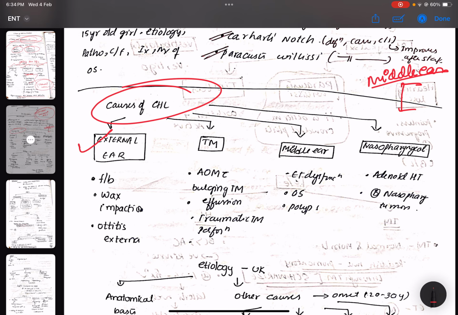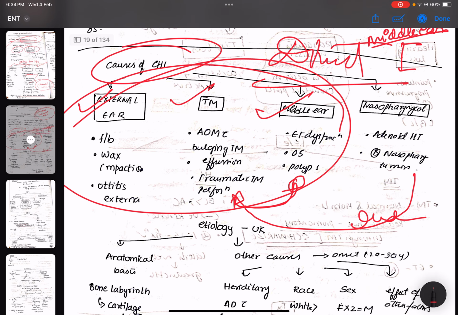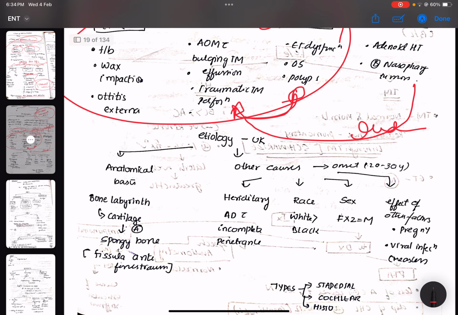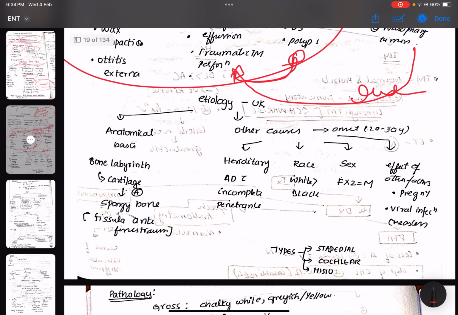Again, you might have external ear, tympanic membrane, middle ear, and also nasopharynx. This will affect your middle ear and tympanic membrane. So this is an indirect relation, but all these three are direct relations. So study it accordingly so that you know how to place it and how to come back. So etiology, obviously it's unknown. Though they say it's related to hormones and pregnancy, it is something unknown. These are the identifiable etiological factors which they have identified.